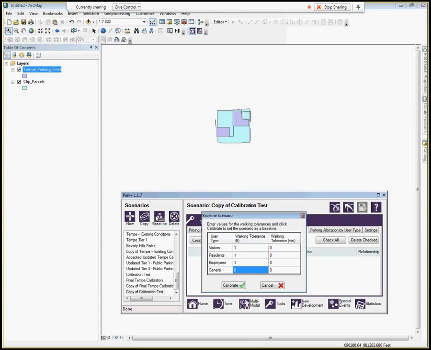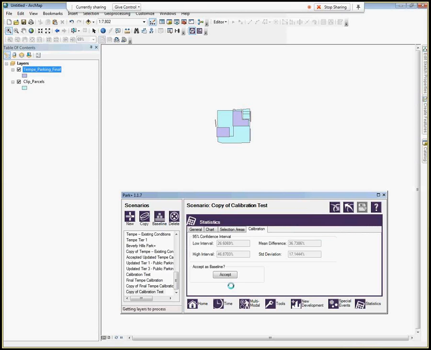And again, I have no visitor, resident, and employee uses, so I'm just going to set those at 1 foot because there's no users associated with them. And I'll set our general user, which represents all of these land uses, at 500 feet. So we're saying that people that are utilizing these land uses in this block are willing to walk about 500 feet. So I'll click calibrate, and it'll run through the process.